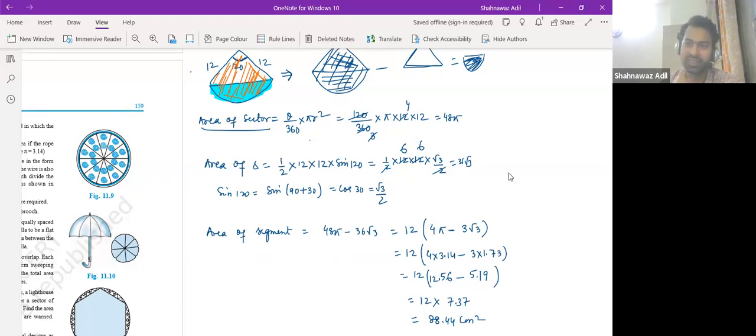Yeah, the finding of sine 120. Oh, yeah, sine 120. Yes. I feel like doing something illegal.